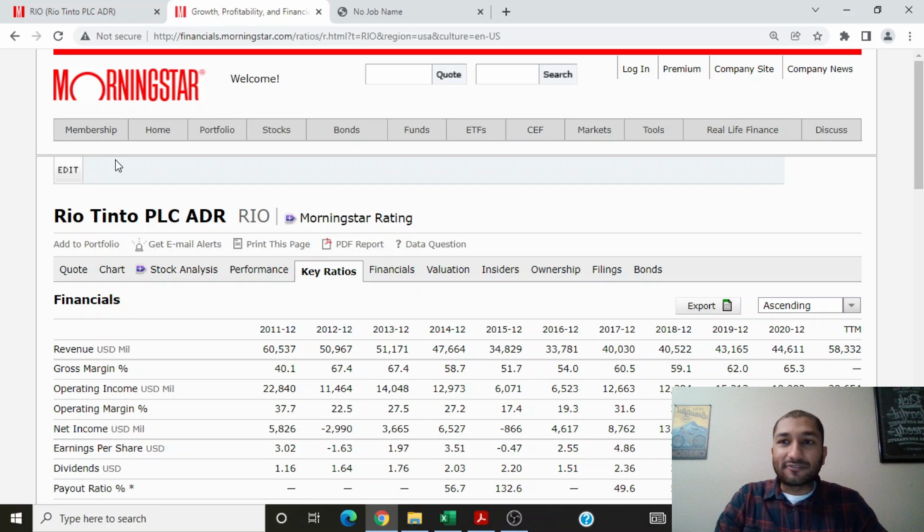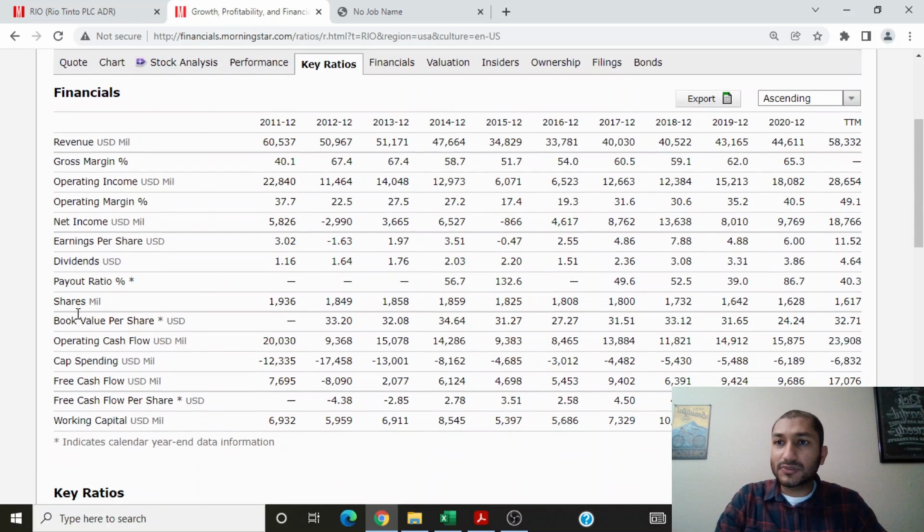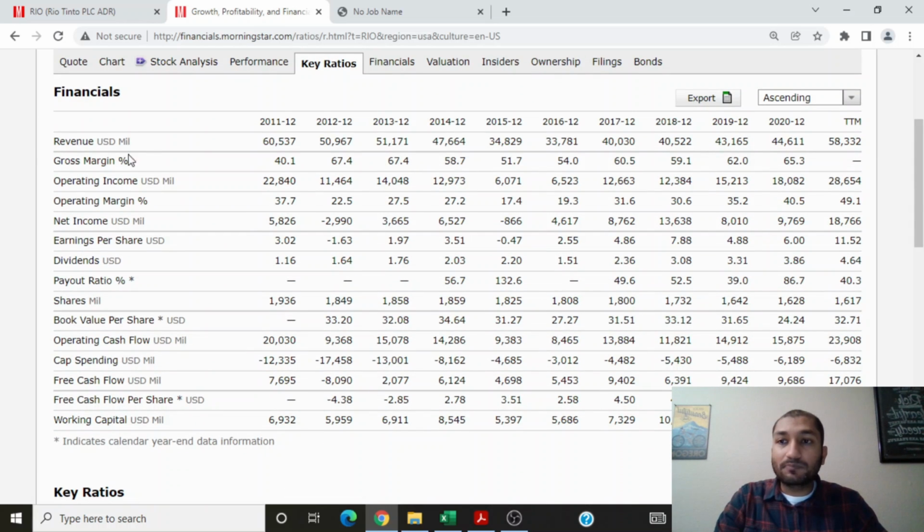Now let's look at the key ratios. I'm on Morningstar looking at Rio Tinto. Under key ratios, we have the financials. The first item on the list is the revenue. The revenue is the top line of the income statement. This is the amount of money that the company brings in via sales.